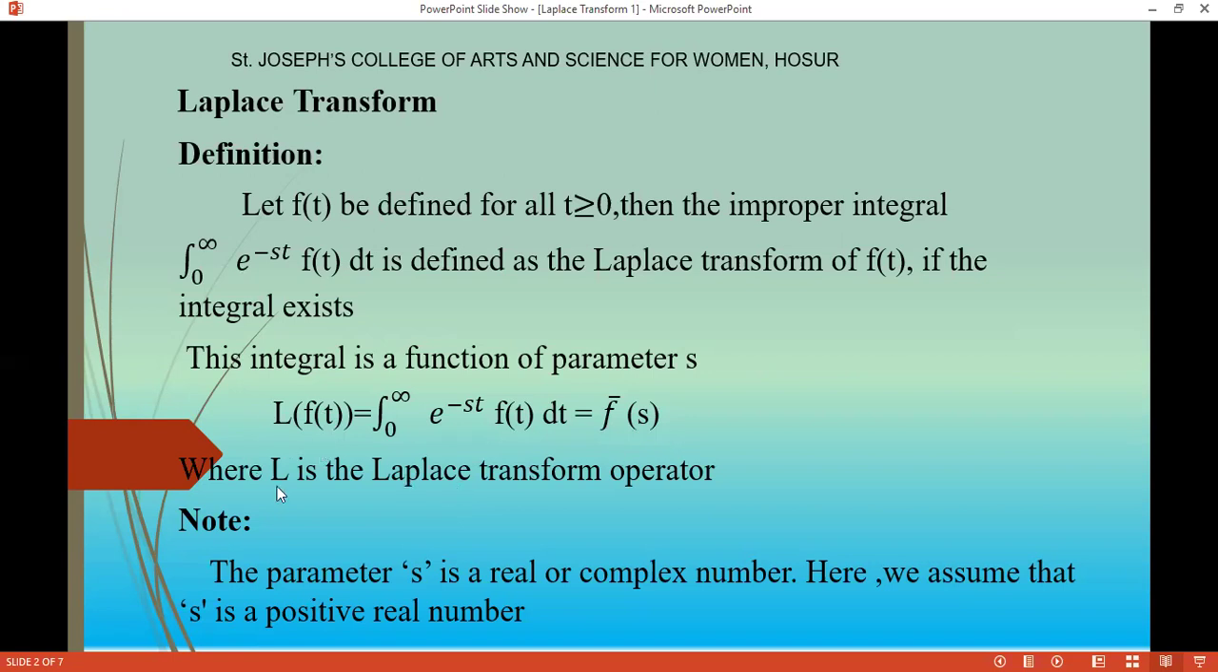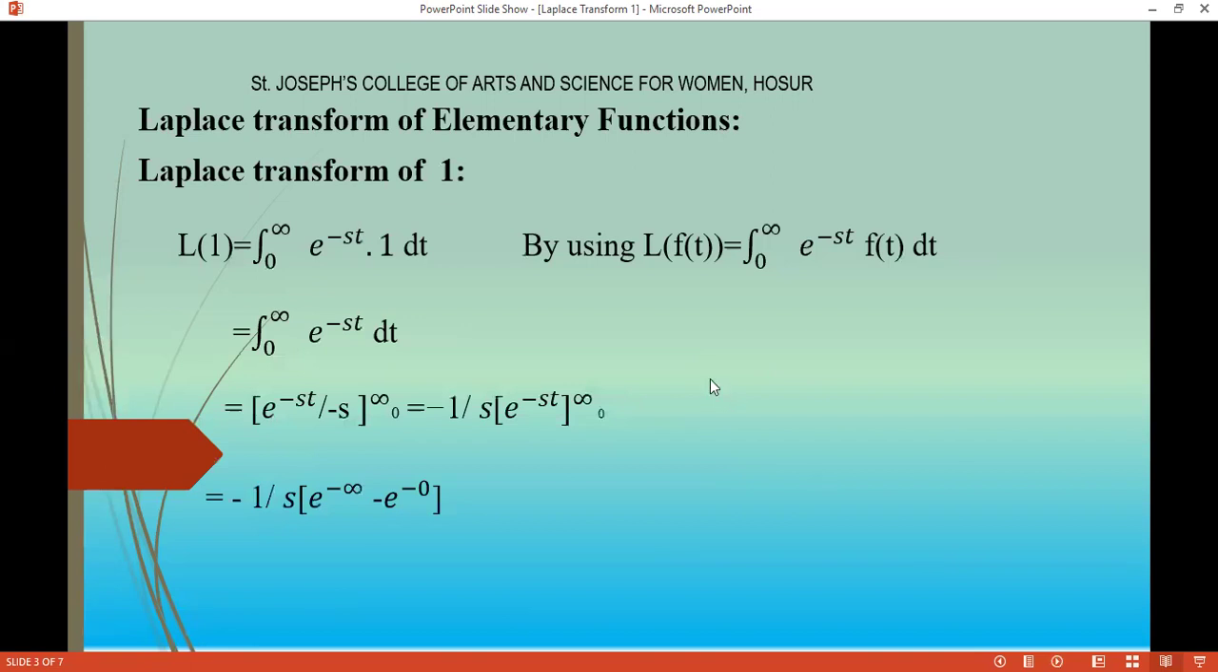So L is called the Laplace transform operator. Here s may be a real number or a complex number, but throughout this we assume that s is a positive real number. First we are going to find the Laplace transform of some elementary functions. First, the Laplace transform of 1.